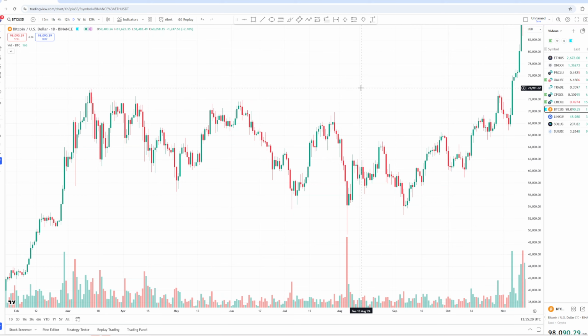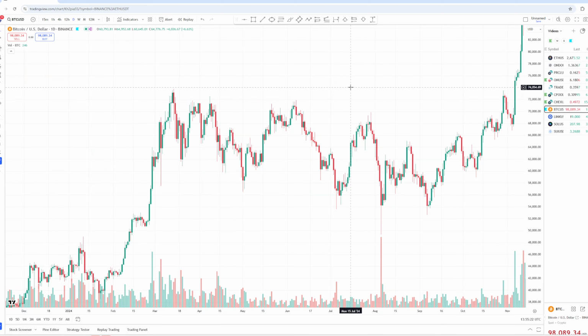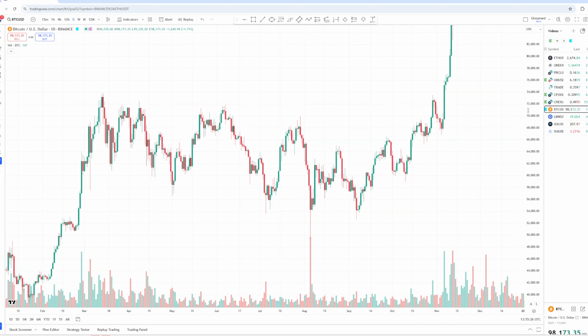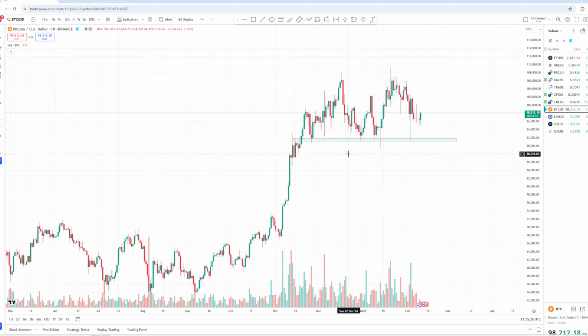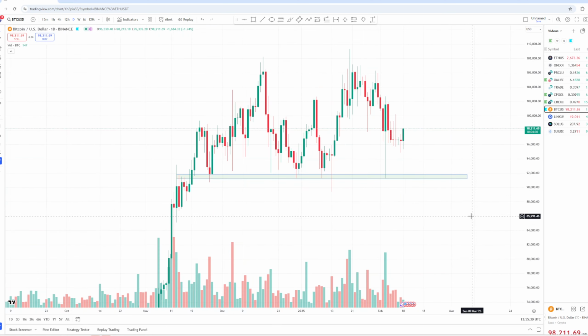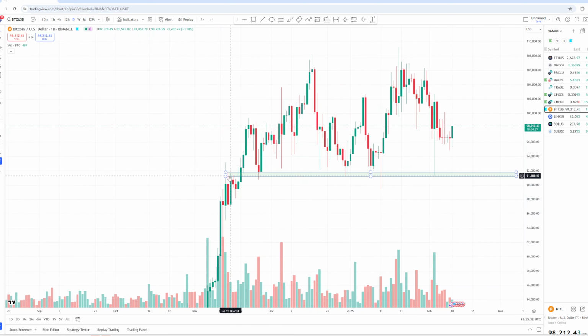So what we need to do is use additional rules, obviously. And first of all, you can use big round numbers. This is also very commonplace for price to react. And in this case, it's around 90,000. So it's not exact, as you can see. That's why I always put an area.